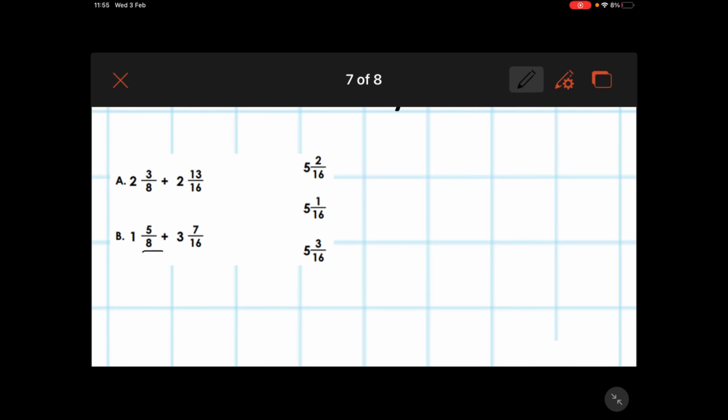If I have a look at my denominator, it is 8, and I have a whole of 1. 1 lot of 8 is 8, add 5, that is 13. 13/8, add 3 wholes and 7/16. So I have 3 lots of 16, which is 48, and I need to add 7 to it, which is 55. 55/16. Give my denominators a common denominator of 16.